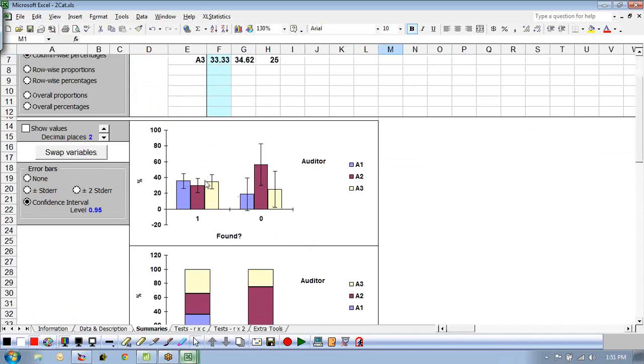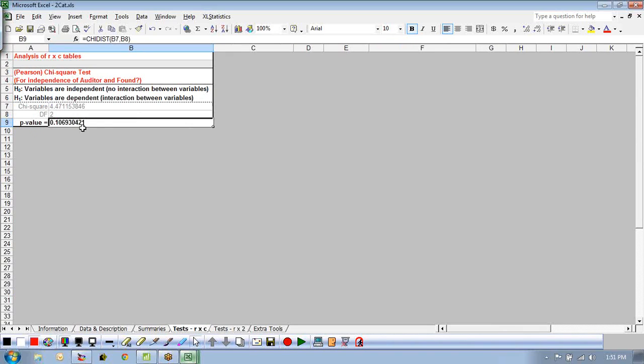This is the proportion found. Yeah, it's not really differing. In this, see, it overlaps. This is the proportion of not found. It certainly looks like it's different for auditor 2, but it's not quite different enough. See, it is higher, but it's not quite different enough to be different. Here's our chi-square test. Remember, it was 0.11 in Minitab. There it is, 0.11 in Excel statistics as well.